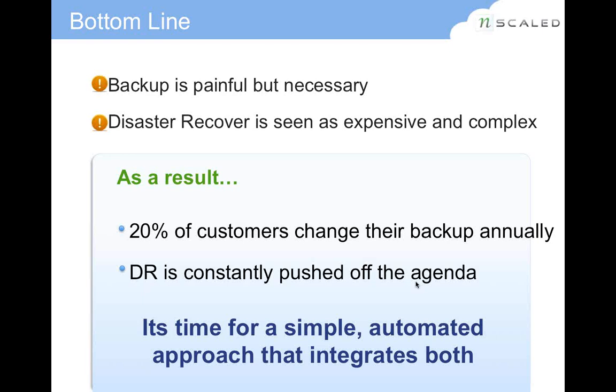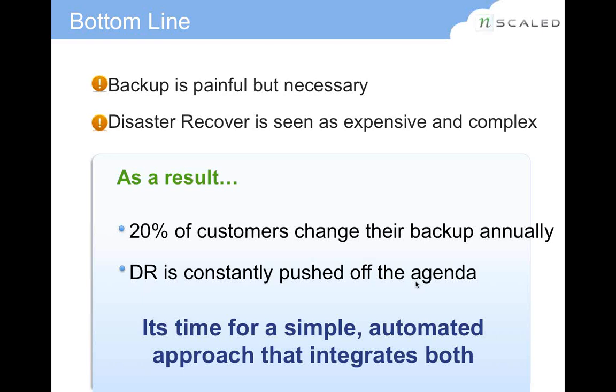So we see this one instance where customers are changing their backup solutions at an alarming rate. This 20% number also comes from Gartner. Companies just don't like their backup solution. It's frustrating. It's hard. It's more expensive than they thought. And then they just buy a different backup solution. So it's out of the frying pan and into the fire. And then DR, it's expensive, it's complicated, it's seen by those who are somewhat short-sighted as being a non-necessary insurance policy.